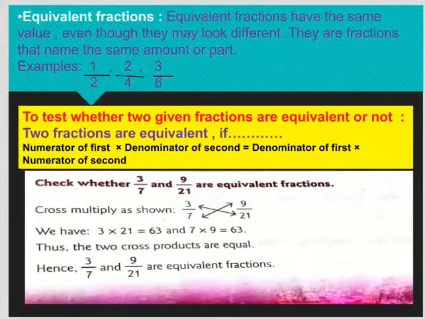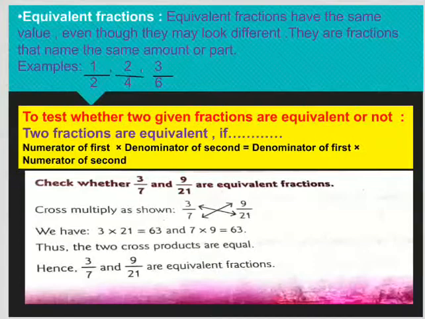Next topic is equivalent fractions. What are equivalent fractions? Equivalent fractions have the same value, but they may look different. Like you can see in the example, 1 by 2, 2 by 4, 3 by 6, and so on, 4 by 8, all have equal values, but they look different. They are fractions that name the same amount or part. Clear? So in this case, all the fractions have the same value, but they may look different.